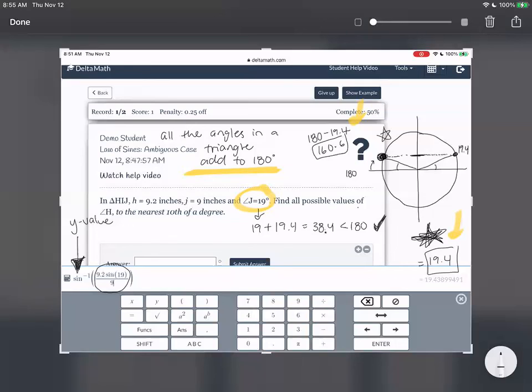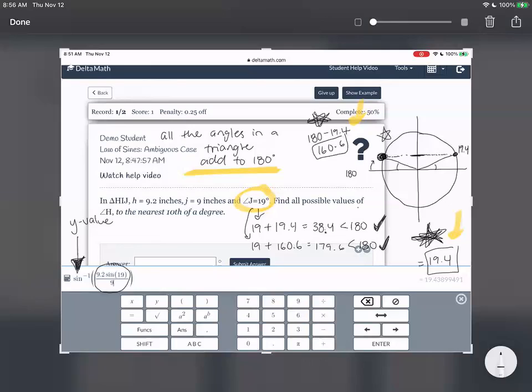Let's test out to see if this angle, the 160.6, can possibly work. So we're going to take the 19 that they gave us plus 160.6, and let's see, does that add up to less than 180? So 19 plus 160.6 gives us 179.6. Is that less than 180? Barely, but it is. So since this is also less than 180, this angle also works. So we are going to have two solutions because in both cases, we didn't go over 180, which means the third angle can help the triangle get to 180.